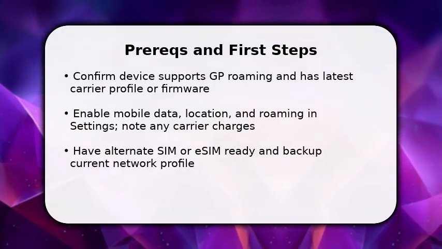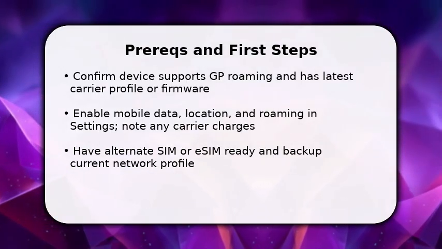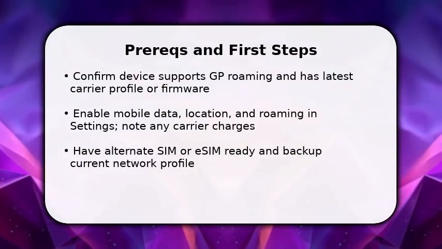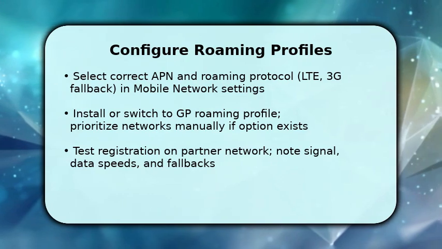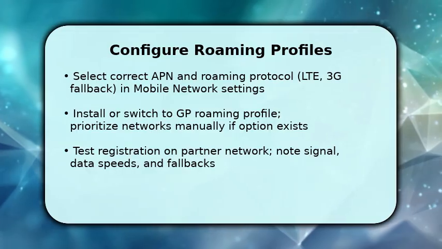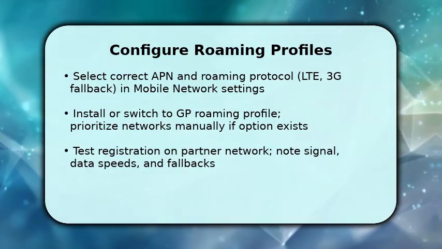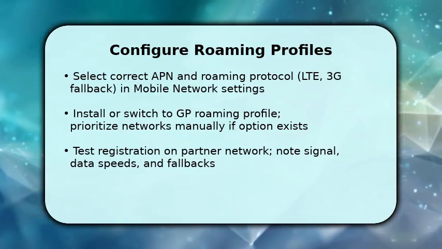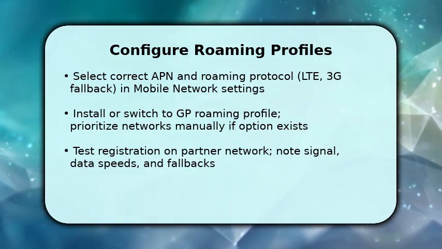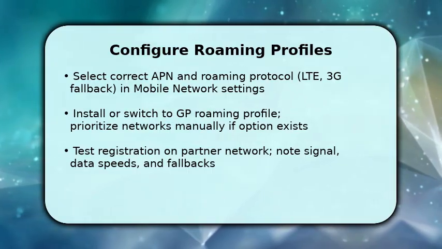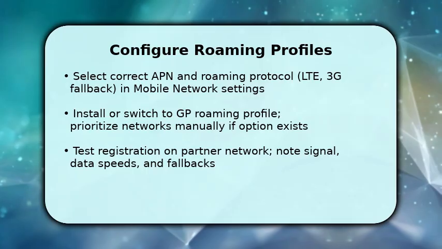Once done, restart the radio or the phone to force a fresh network scan and prepare for the next configuration steps. You now configure the roaming profile. Go to Mobile Network Settings and set the APN and roaming protocol to the carrier-recommended values, typically LTE with 3G fallback. If your device lets you install a GP roaming profile or choose an eSIM profile, activate that profile and make it primary for roaming.